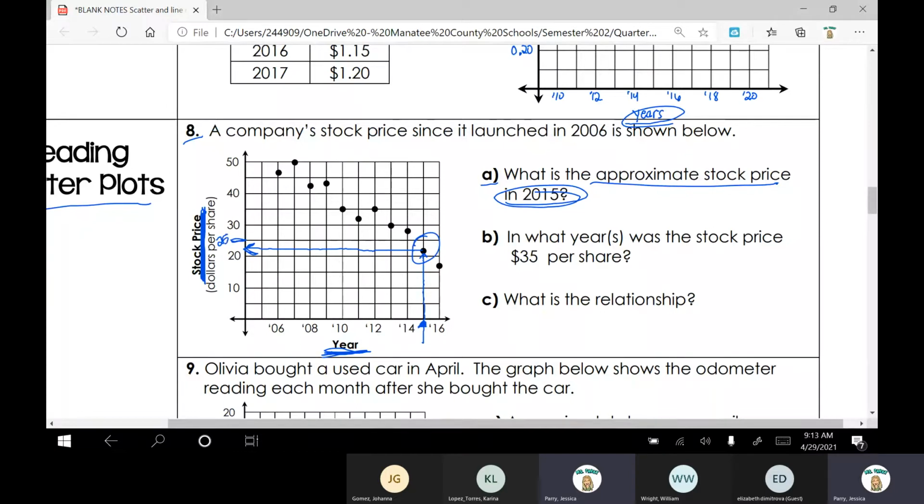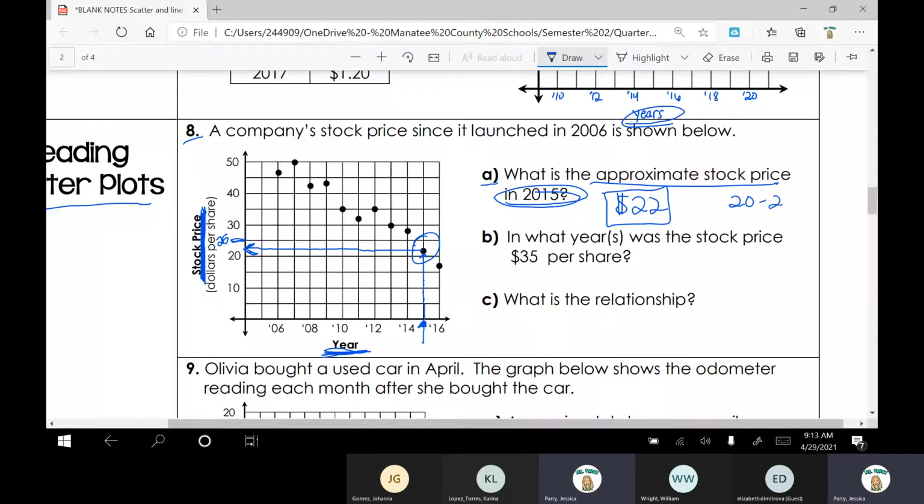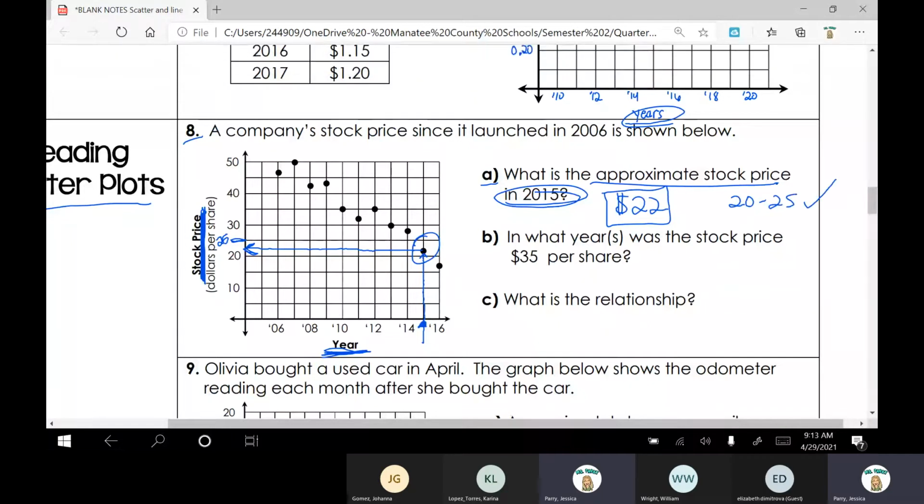So you could say any number between 20 and 25. It looks like it's maybe a little bit closer to 20, so I'm going to say $22. You could have any number between 20 and 25, and that would be a good answer. But anything above 25 or below 20 would be the wrong answer. Okay.